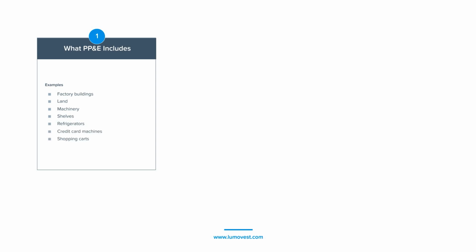First, let's understand what exactly constitutes properties, plants, and equipment. If the company owns factories, the value of that factory building is part of PP&E. If it owns the land, the value of the land is part of PP&E. The manufacturing machines are part of PP&E. For retail stores, the shelves, the refrigerators, the credit card machines, the shopping carts are all part of PP&E. And in corporate offices, the tables, the telephones, the computers are all PP&E. Basically, every physical asset other than inventory used to operate the core business is considered PP&E.